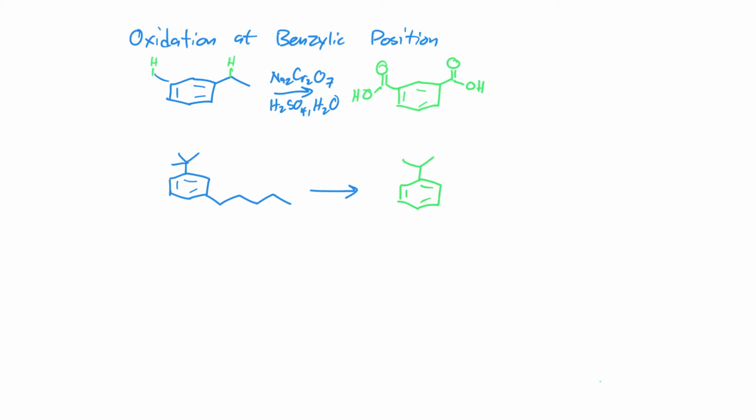So I'm going to maintain the tertiary butyl group, and I'm going to create a carboxylic acid at that lower, longer chain. And again, you'll notice that I lost 1, 2, 3, 4 carbons. I cleaved this bond right here, and I installed a carboxylic acid right at that benzylic carbon. So as long as there's at least one hydrogen, we can turn that alkyl chain, doesn't matter how long it is, into a carboxylic acid.